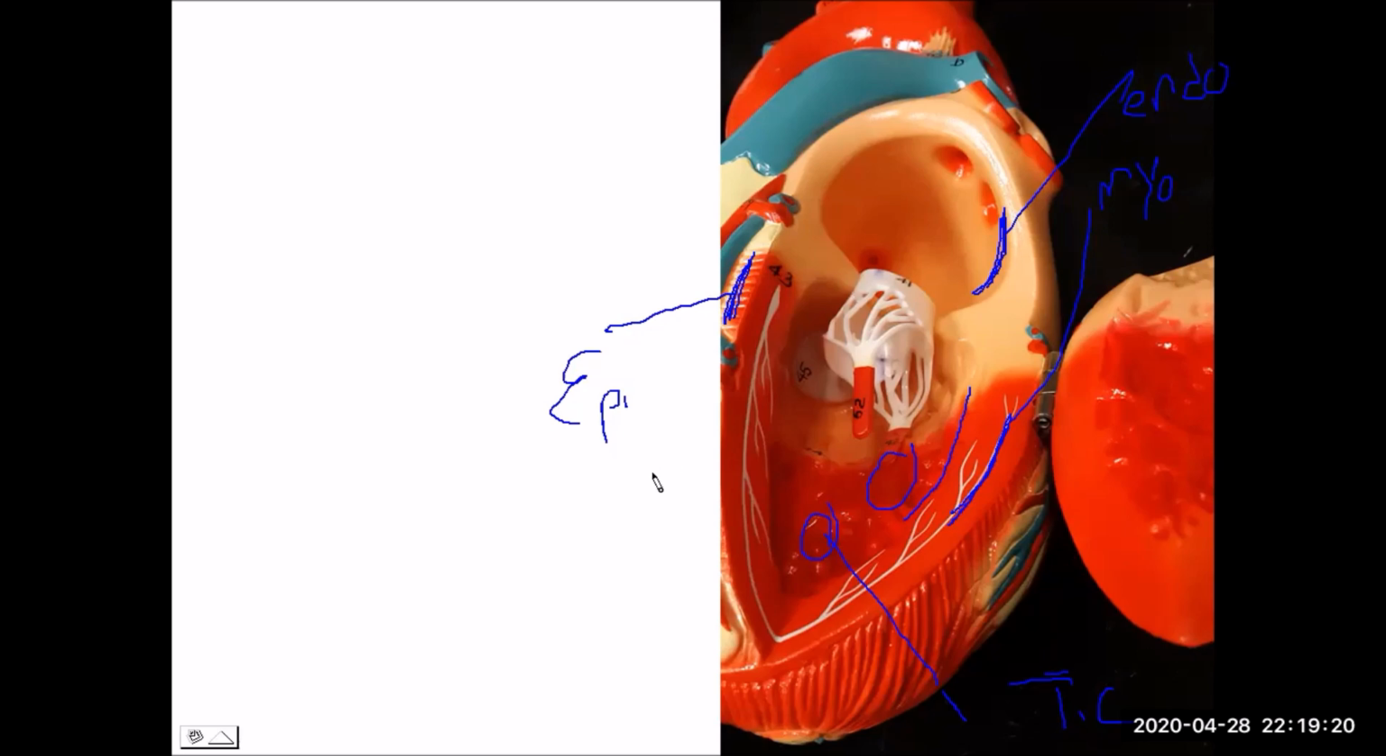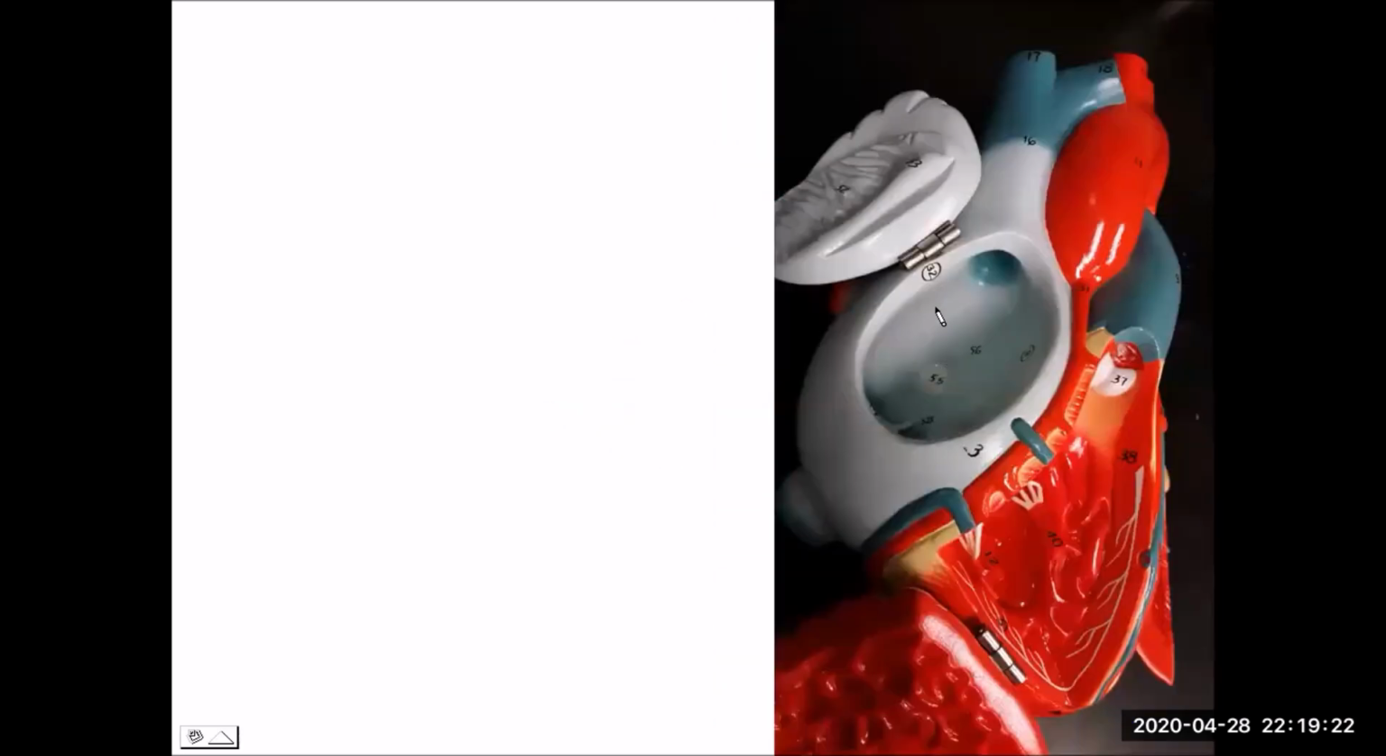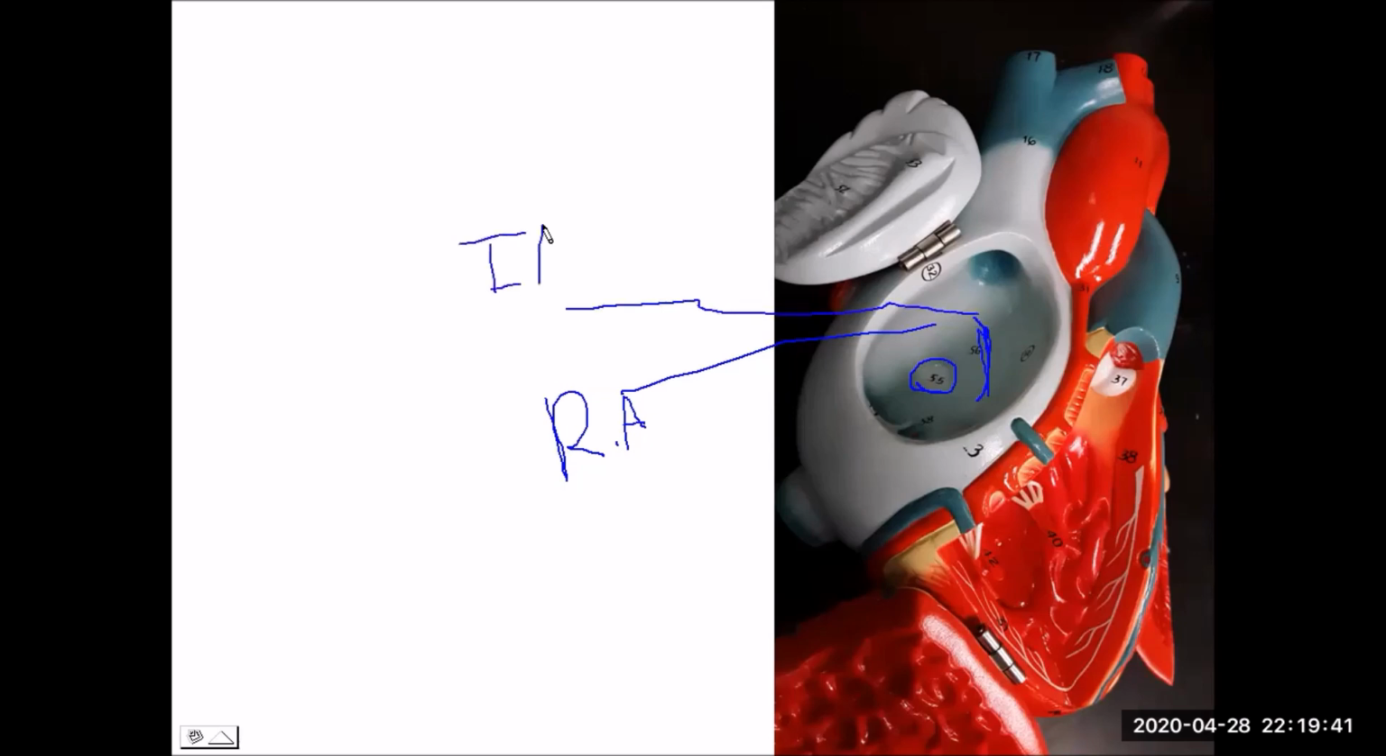And one final term now. We have to go back into the space of the right atrium. And we see this little depression here. This is actually a view of the interatrial septum. We're just looking from the right side, looking right at the interatrial septum. And a notch, a depression in that interatrial septum, that is called the fossa ovalis.